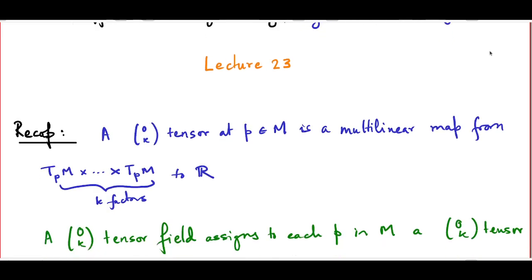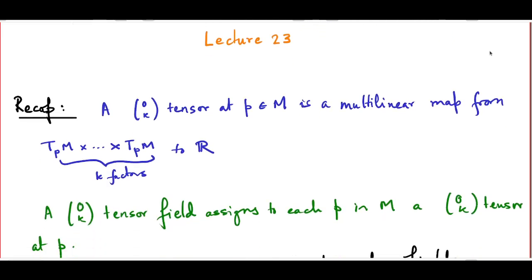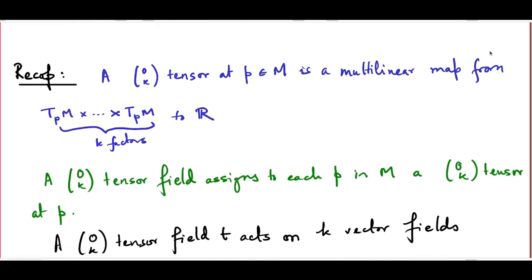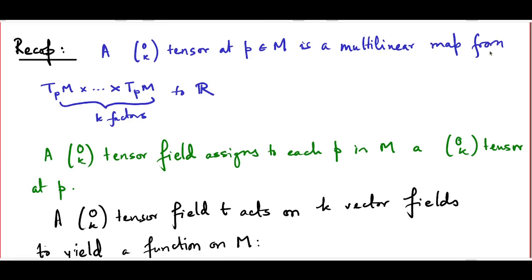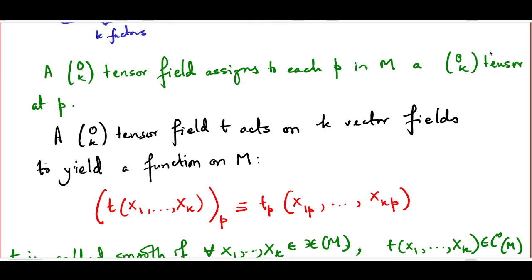Now, with the notion of a 0k tensor comes the associated notion of a 0k tensor field. This assigns to each point P on the manifold, or to a point P in a subset U of M, if the tensor field doesn't happen to be globally defined, a 0k tensor at the point P. Now, a 0k tensor field T acts on k vector fields on M to yield a function on M.